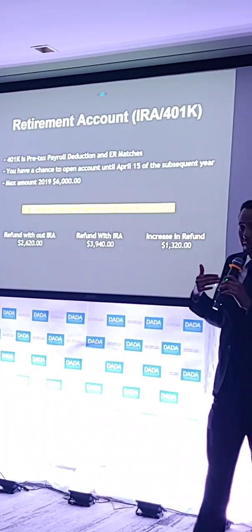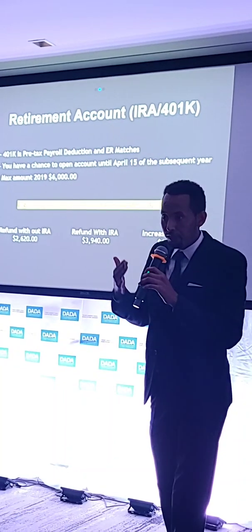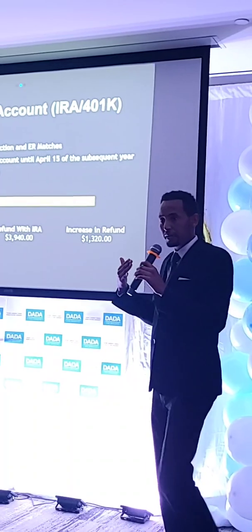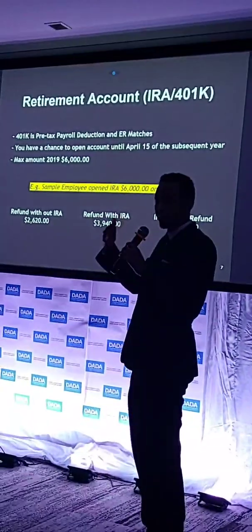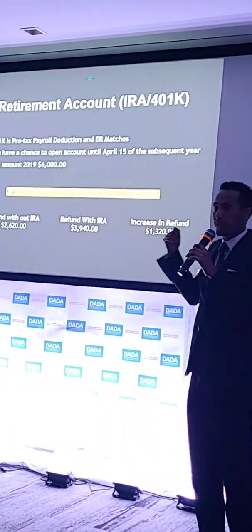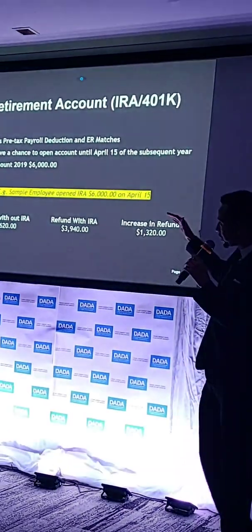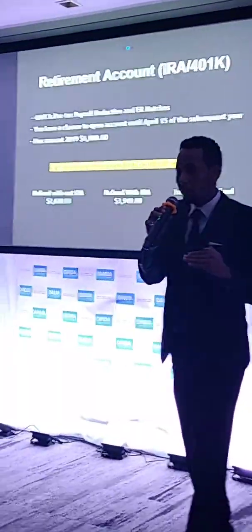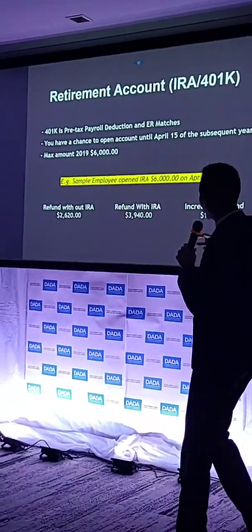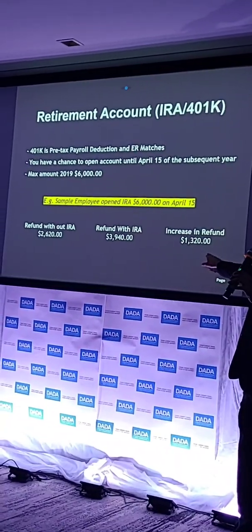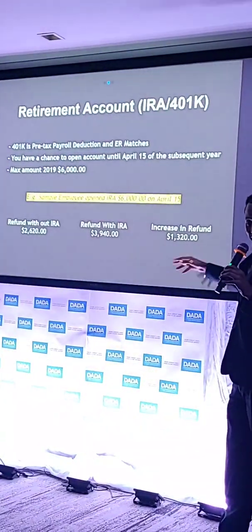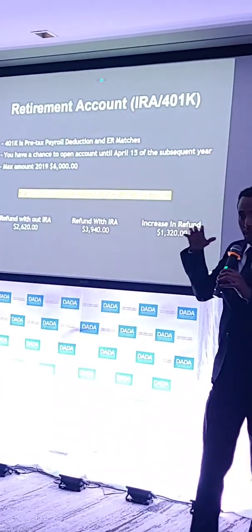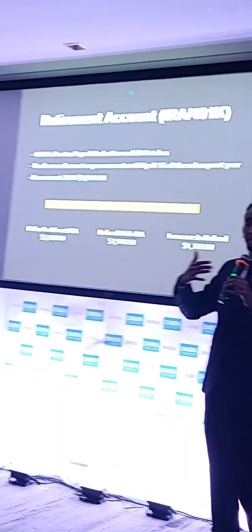To open an IRA, you don't necessarily have to do it in the previous year. When you come to do your taxes, we advise you to put some money in by the end of the tax season. Until April 15, you are allowed to deposit money up to 6,000 as a single person. So if this person chose to put 6,000 in the IRA account before he files his taxes, his refund will grow by 1,320. That's a lot of money, right? You get a huge refund. However, you have to be careful on this. Your IRAs are taxable by the time it's distributed to you.